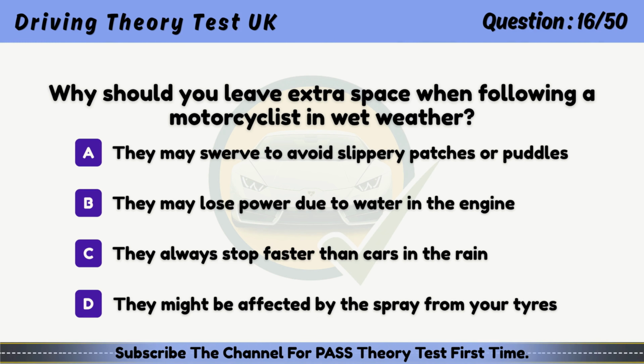Question 16. Why should you leave extra space when following a motorcyclist in wet weather? Option A. They may swerve to avoid slippery patches or puddles. B. They may lose power due to water in the engine. C. They always stop faster than cars in the rain. D. They might be affected by the spray from your tires.